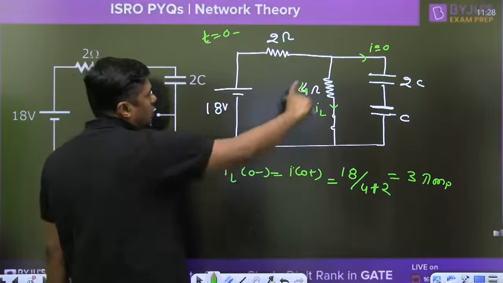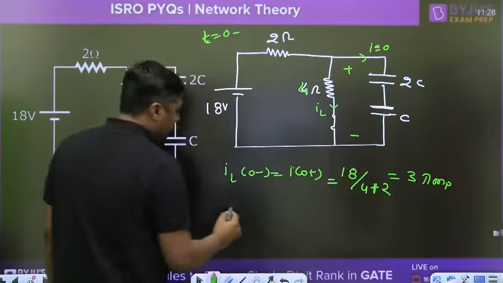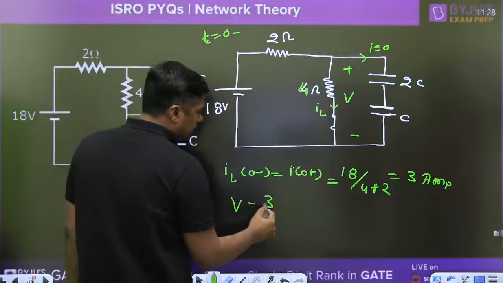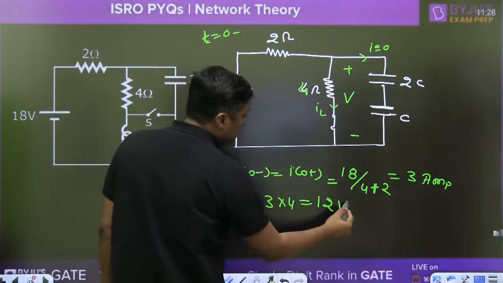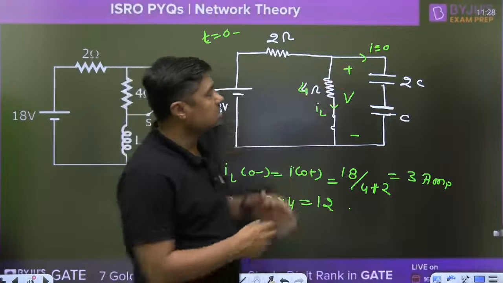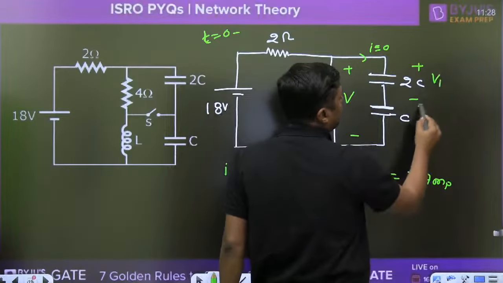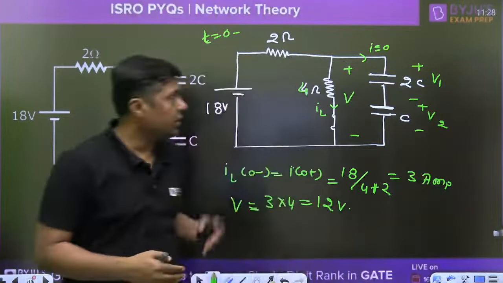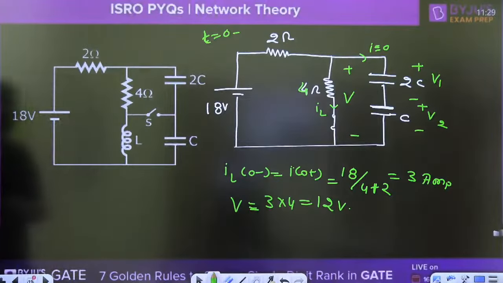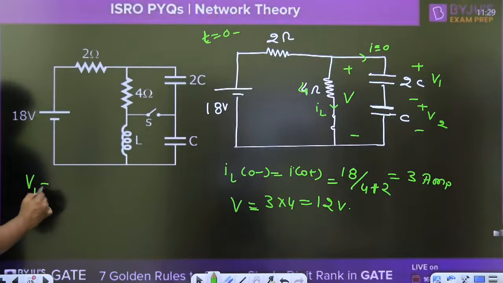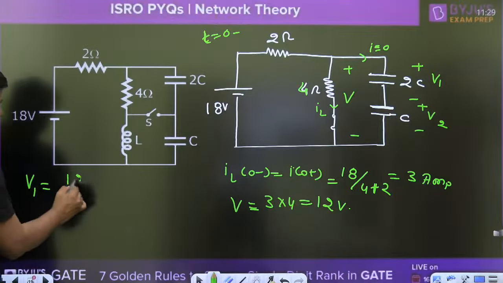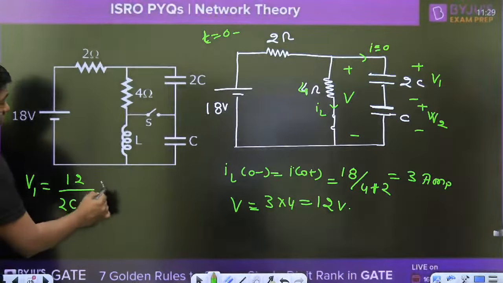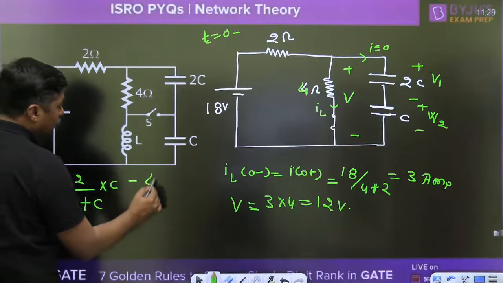Now what is the drop here? V is given by 4 into IL, 3 into 4, that is 12 volt. So what is the voltage across this? Let this be V1 and the voltage across this capacitor be V2. If asked, you can find the voltage across the capacitors V1 and V2. So V1 will become, according to the voltage division rule, 12 divided by 2C plus C, multiplied by C for the capacitor 2C. That will become 4 volt.